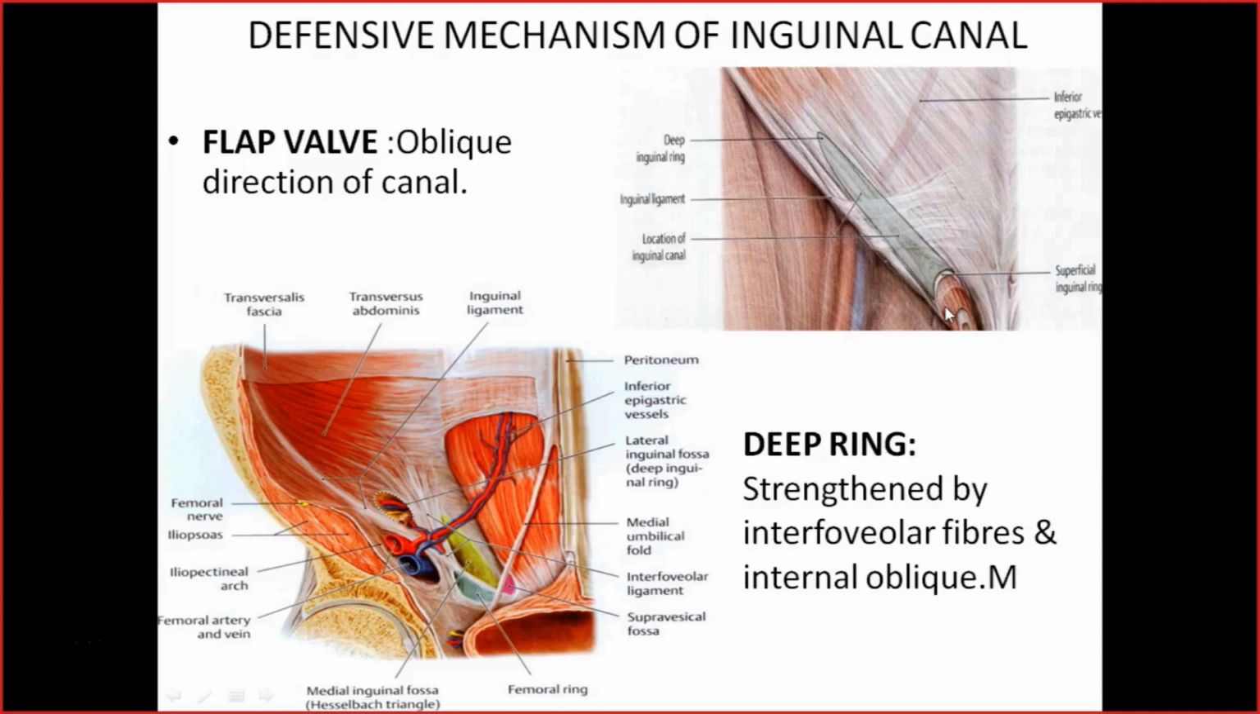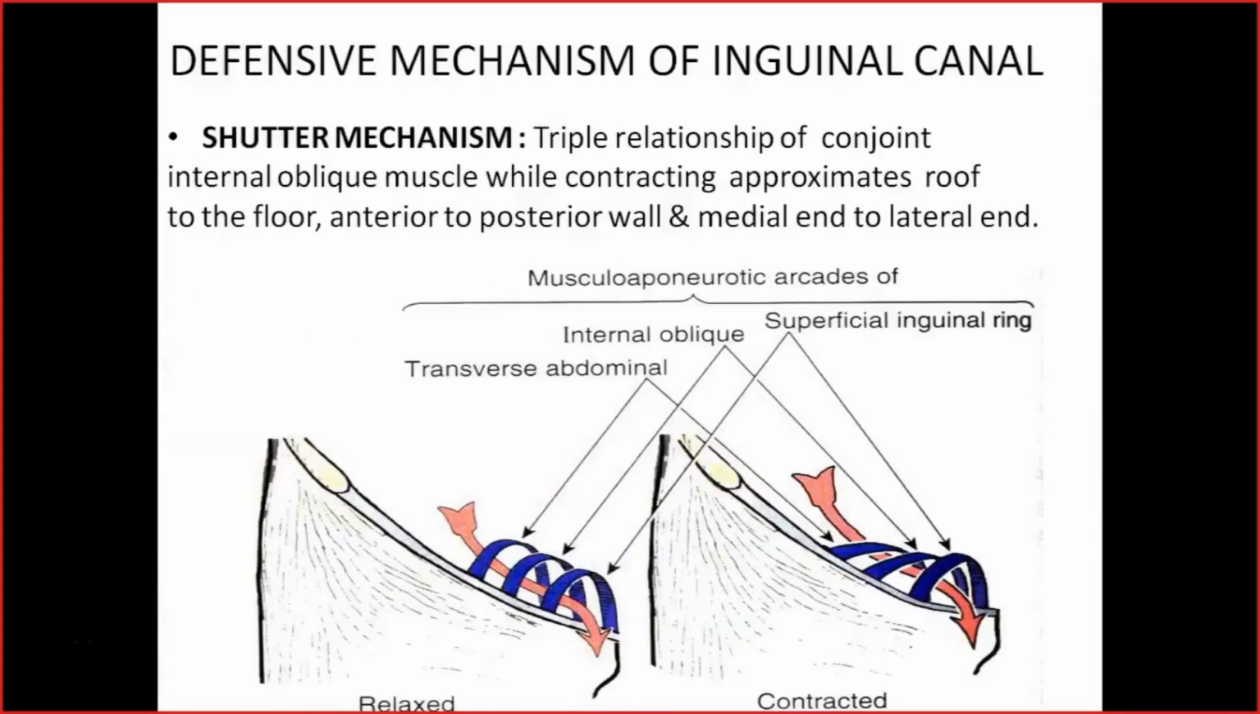Then we have the deep ring in the fascia transversalis, right? That deep ring is again strengthened by some muscle fibers, the internal oblique muscle fibers. Here you are seeing, right? This is the deep ring. Here we have some fibers of internal oblique contributing, so that it will keep the ring in position, holding the ring in a closed position.